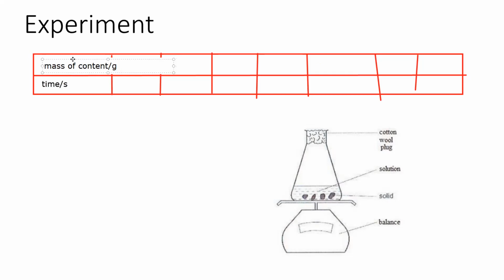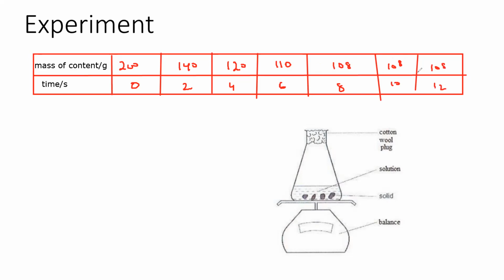Say originally, in the beginning, the mass of the content at the start of the reaction was 200 when time is 0. Then it changes to 140 after 2 seconds. Then it changes to 120. Then it changes to 110. Then it changes to 108. And then 108 and 108.